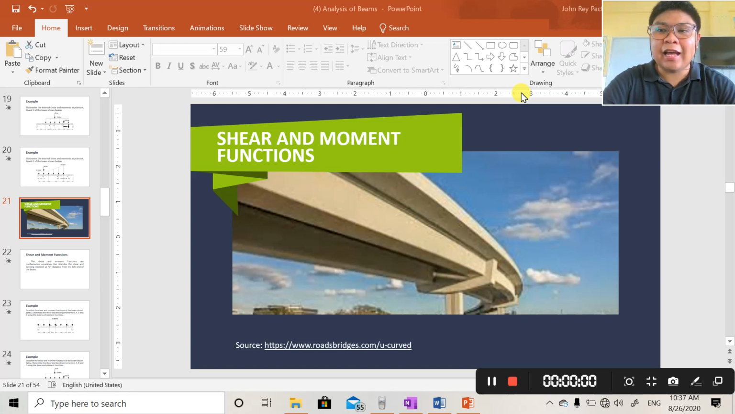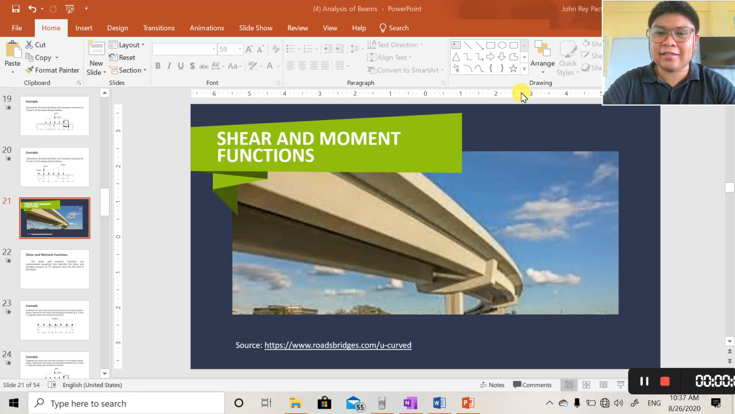So, hi class. This is now the next topic sa ating analysis of beams. So, recall lang natin, last time, ang pinag-usapan natin is the internal loading at any point of the beam. So, ano yung shear, at the same time, kung ano yung moment at specific point na nasa span ng biga natin. So, ngayon, ang next topic natin will be the shear and moment function.